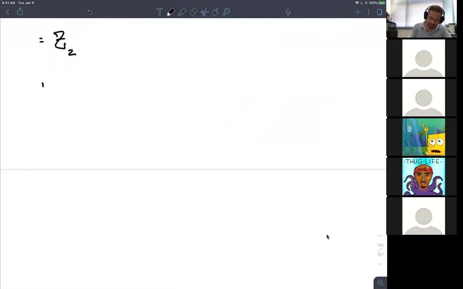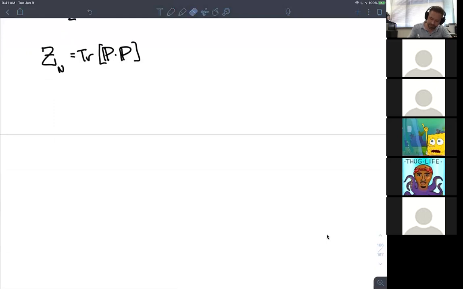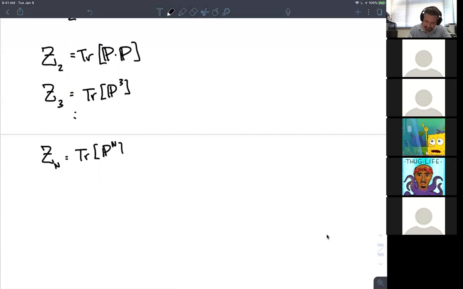So in other words, to get the partition function for two spins, what you do is you take two P matrices, you multiply them together, and you take the trace. Similarly, if you wanted to get 3, what you do is trace of P cubed. And then perhaps you can see the generalization coming here. Z of n spins is trace P to the n.